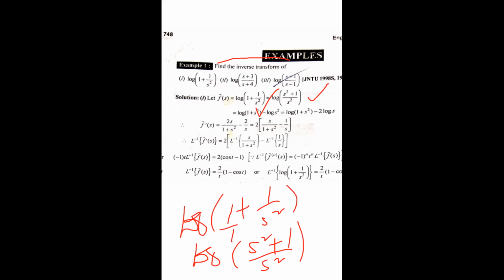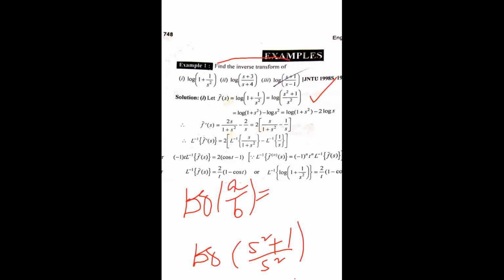So observe that the equation is log of s square plus 1 by s square. After that, we have to apply the property of logarithm. What property do we use? Log of a by b format. We know that log a by b equals log a minus log b. So here a is s square plus 1 and b is s square. So we convert log of s square plus 1 by s square as log of s square plus 1 minus log of s square. So this is the equation: log of 1 plus s square minus log of s square.